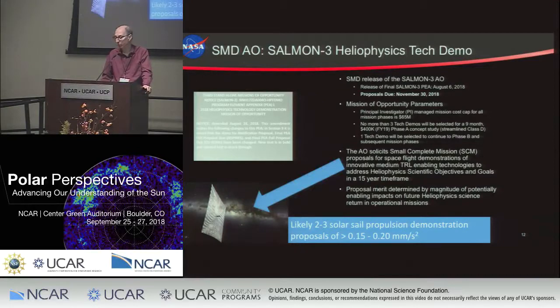And of these 2 to 3 teams, the performance metric you need to see is the characteristic acceleration of the sailcraft system, because that determines the performance and what orbits and trip times that you have. A solar sail propulsion system is hard to separate its performance from the rest of the spacecraft.